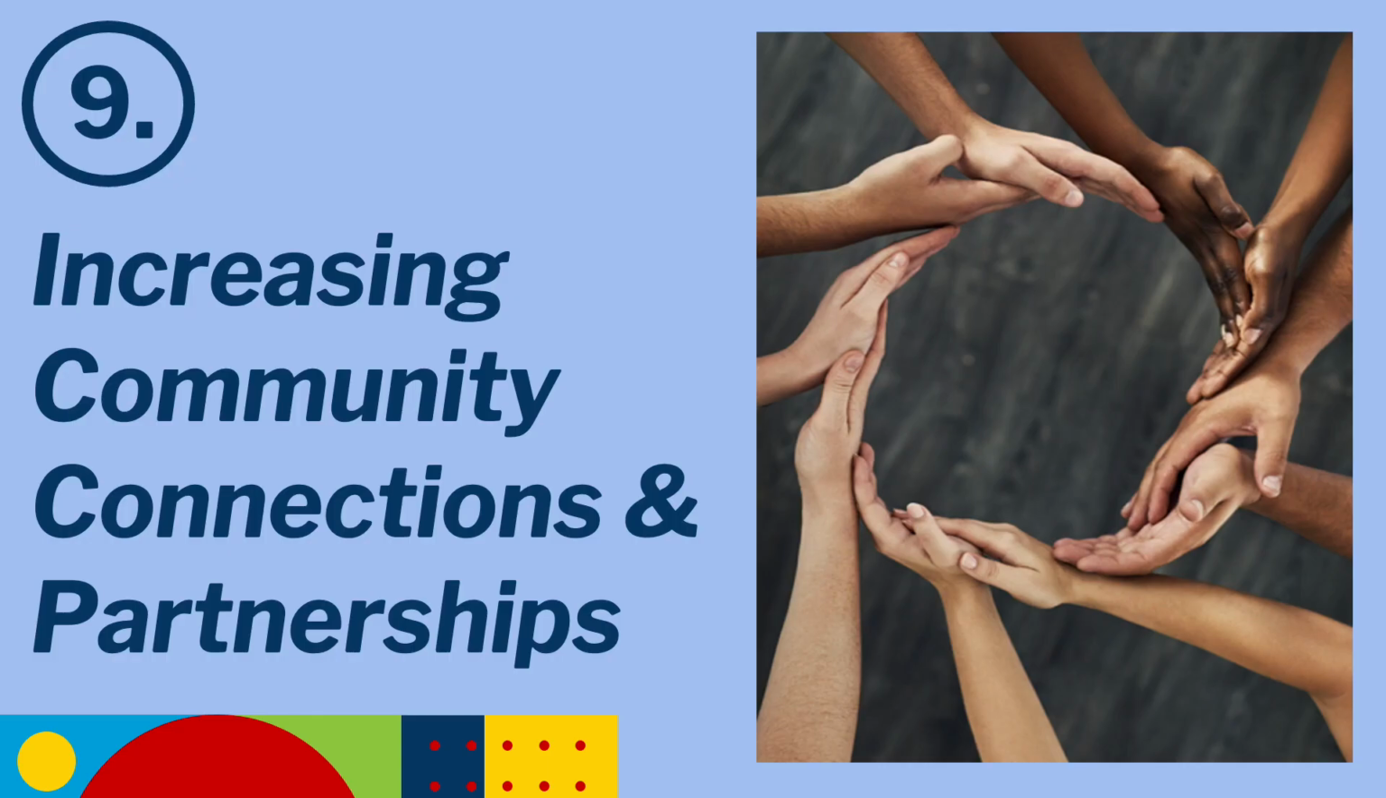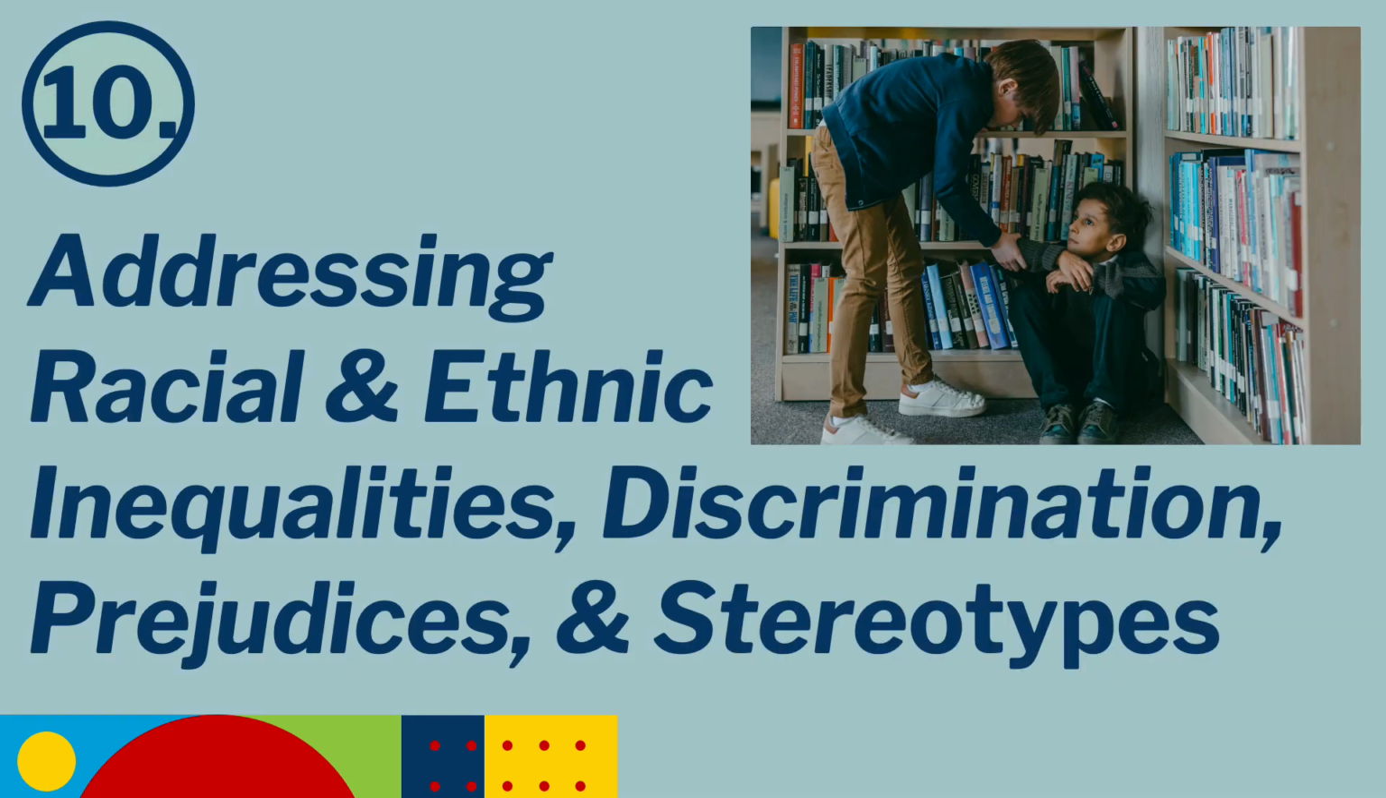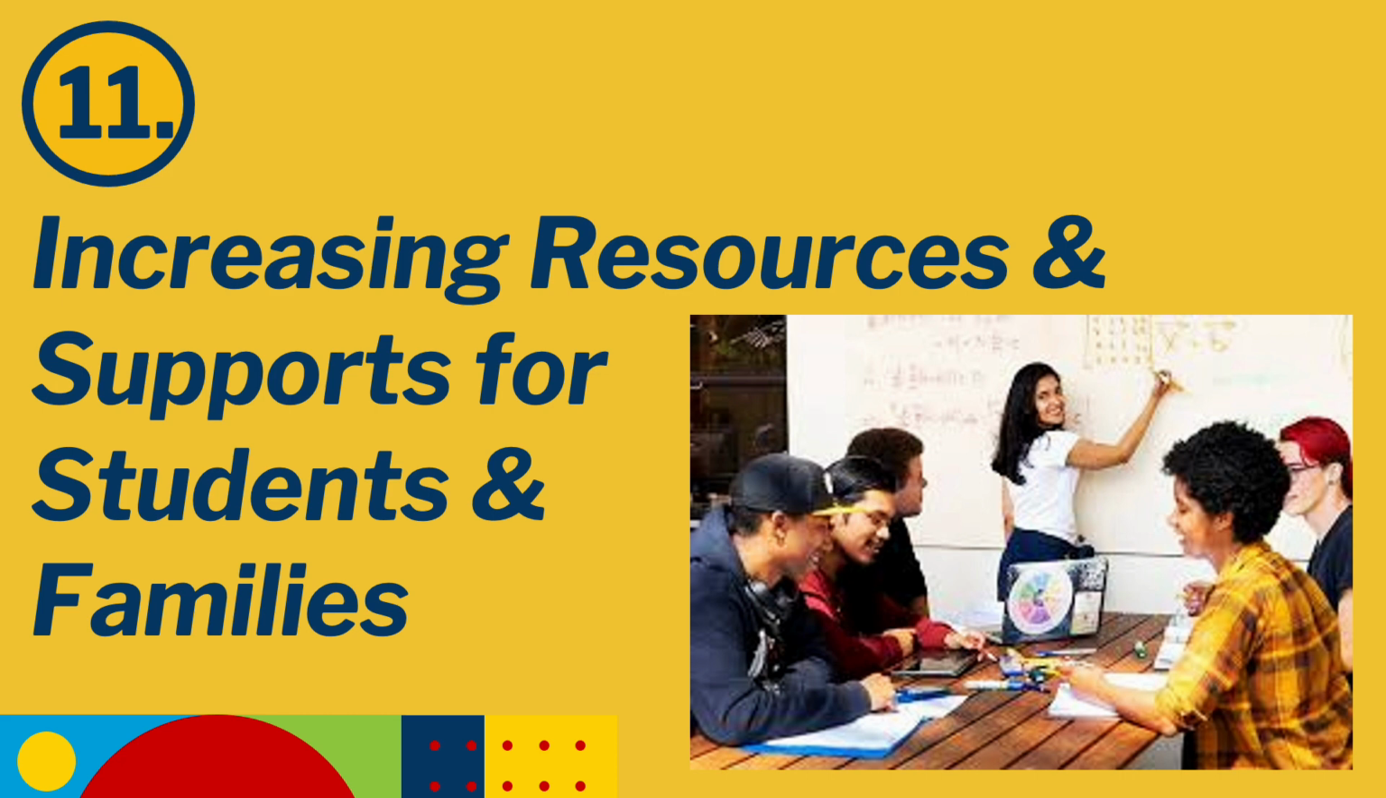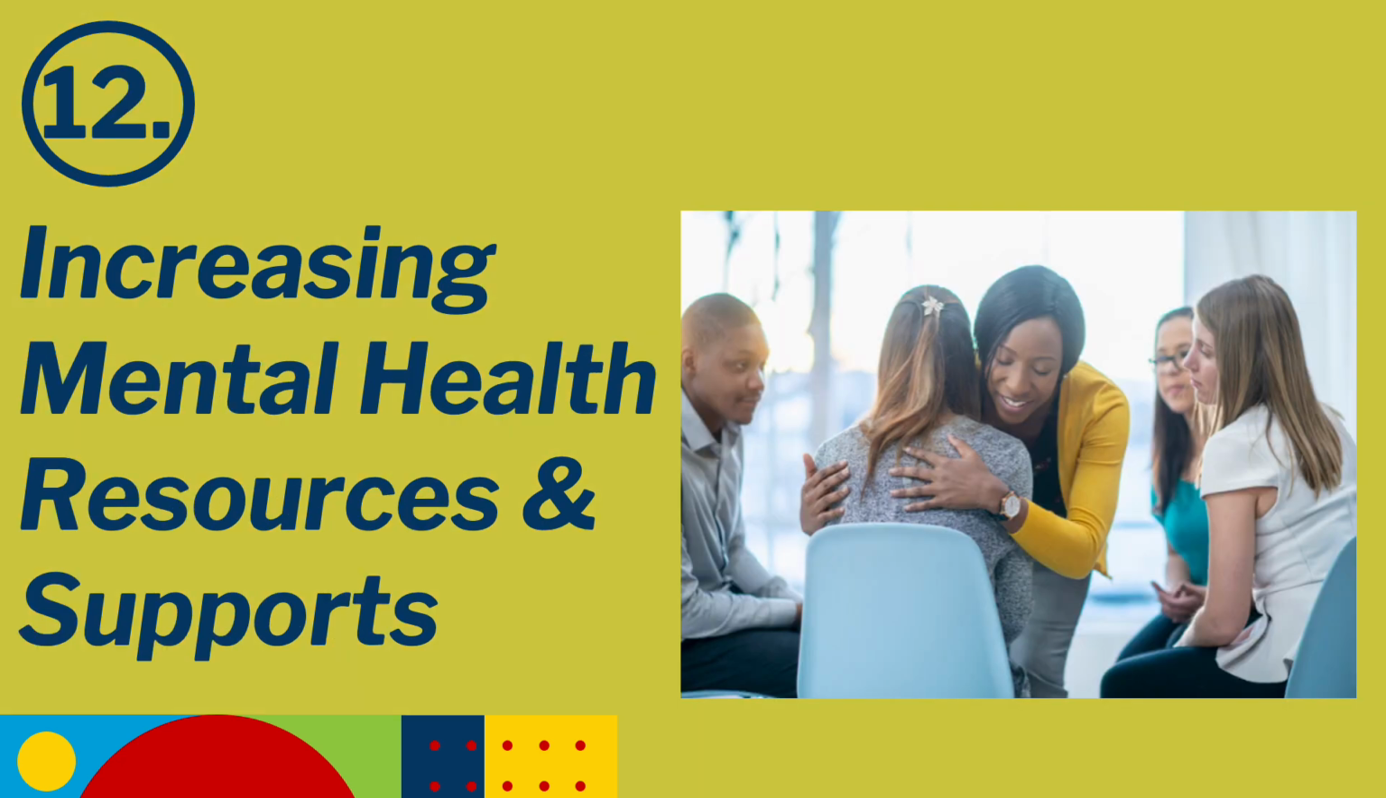Ninth, schools should actively increase community connections and partnerships. 10th, racial and ethnic inequalities, discrimination, prejudices, and stereotypes need to be addressed. 11th, schools should increase the resources and support available to students and families. Lastly, school leaders should work to increase the availability of mental health resources and supports.